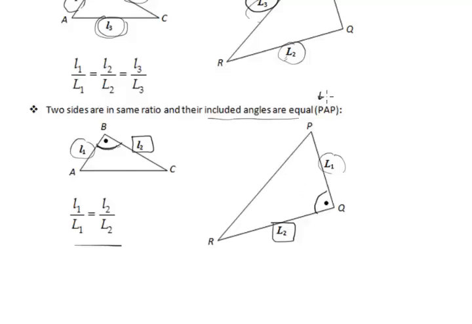So this condition says proportion, angle, proportion. This is one side proportion, angle equal, and then this proportion equal. So we will call it proportion, angle, proportion.